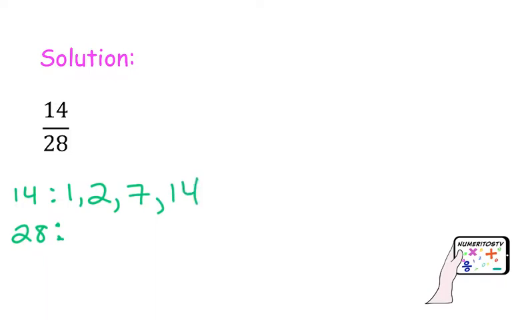Okay, what about 28? 1 and 28. 2, yes, because it's an even number. So 28 divided by 2, or 2 times what gives you 28?